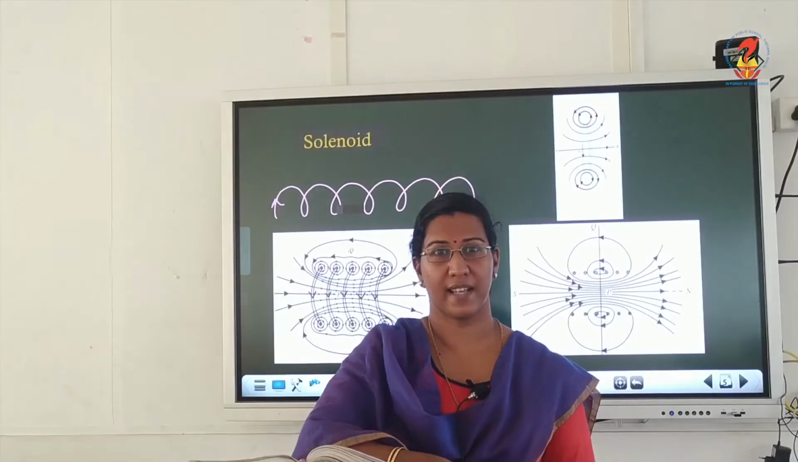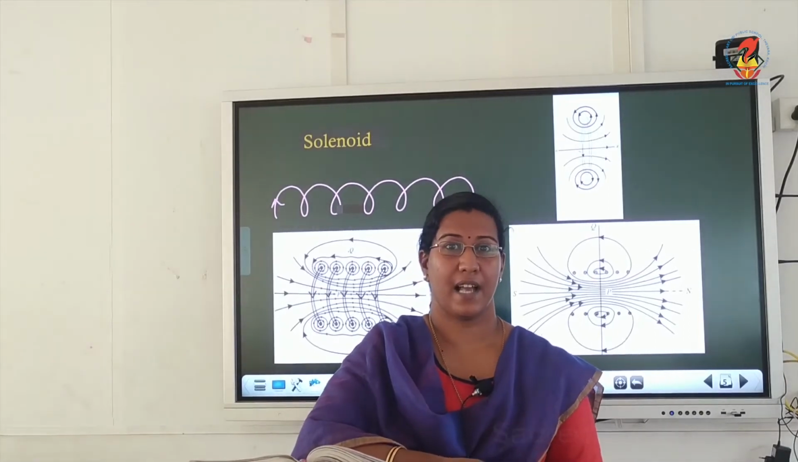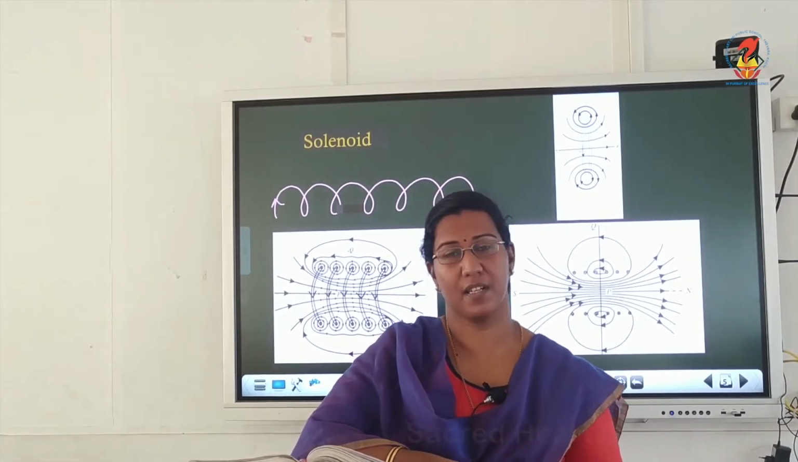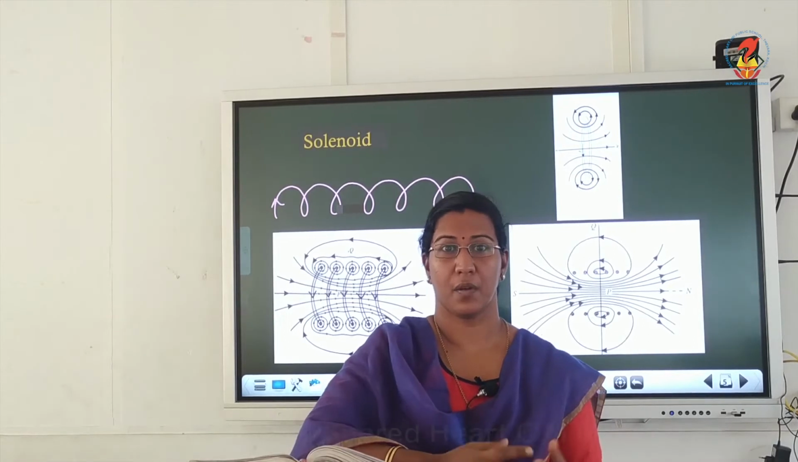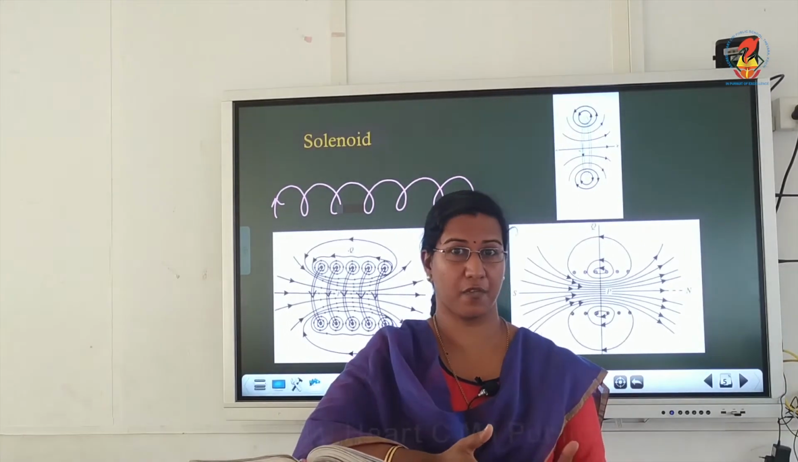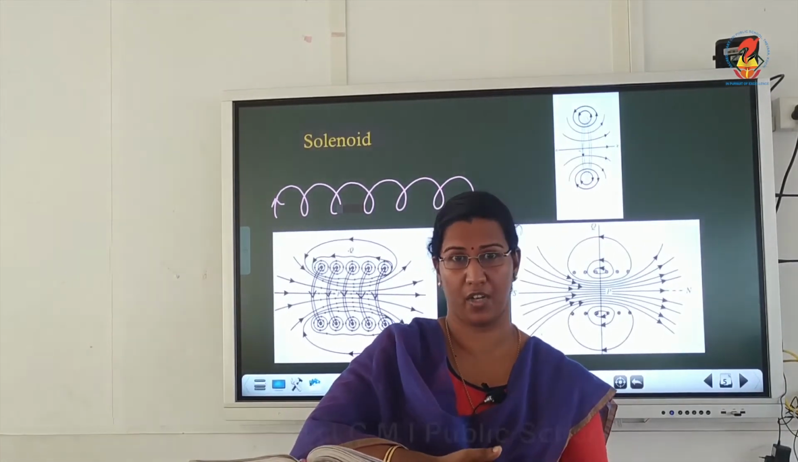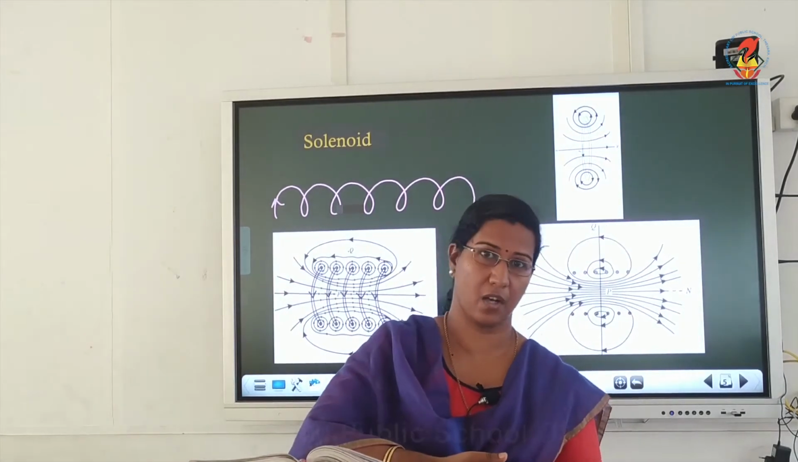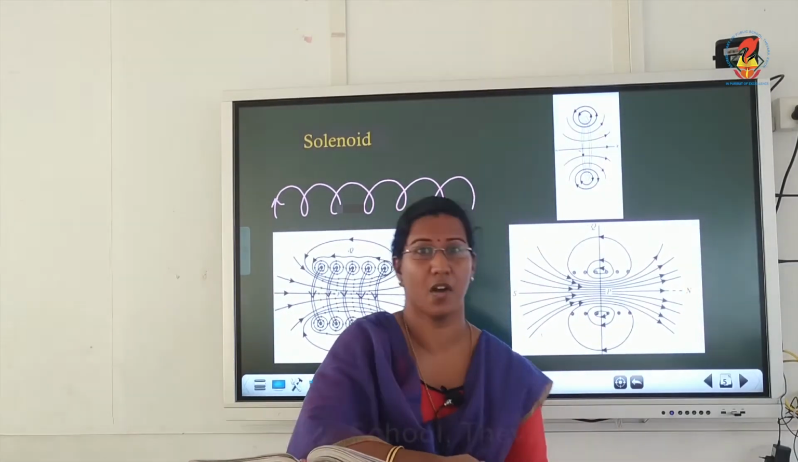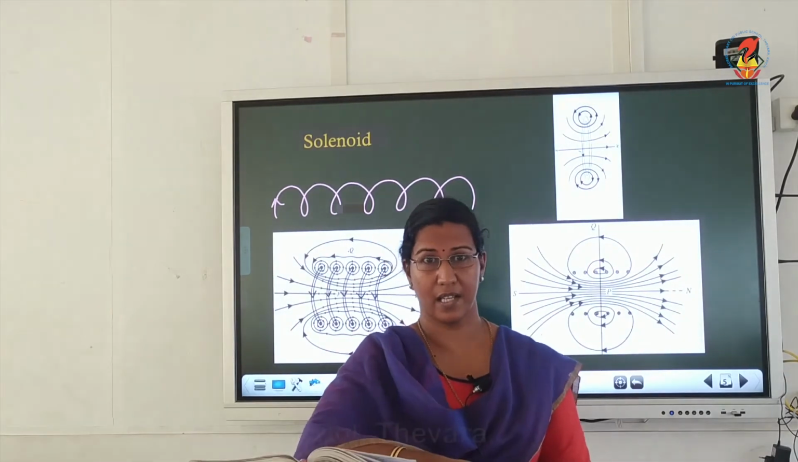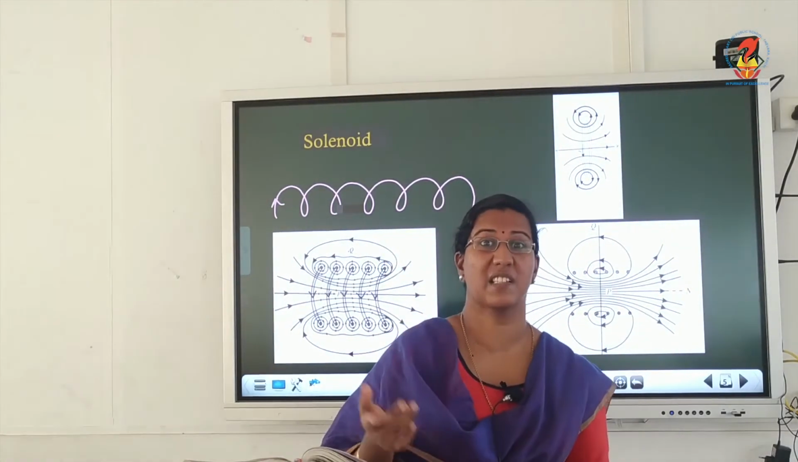Students, next we are going to discuss the second application of Ampere's Circuital law, and we are going to find the magnetic field produced by a solenoid using Ampere's Circuital law. Now you all know what a solenoid is. You have studied it in lower classes. It is actually a coil of insulated wire.